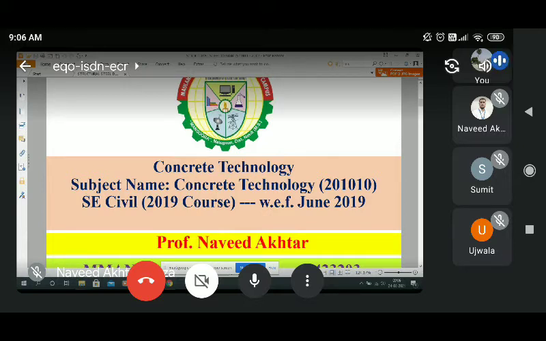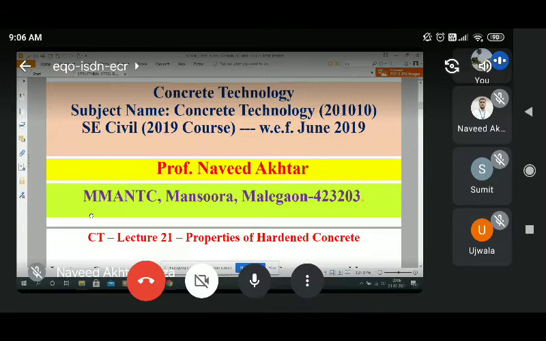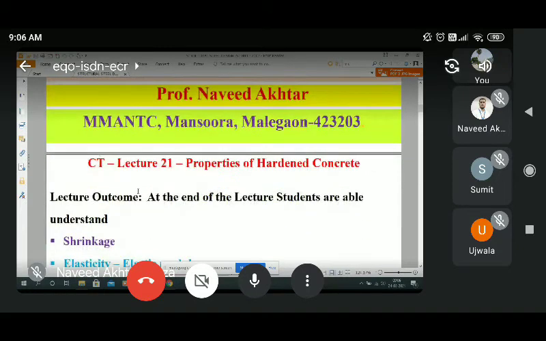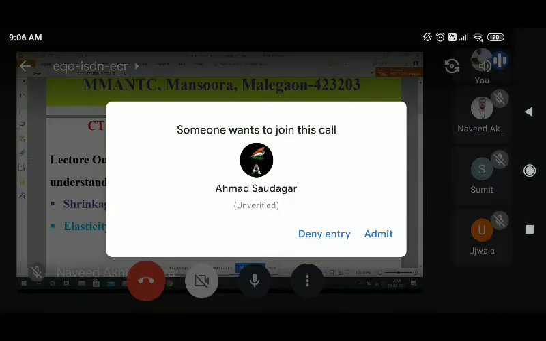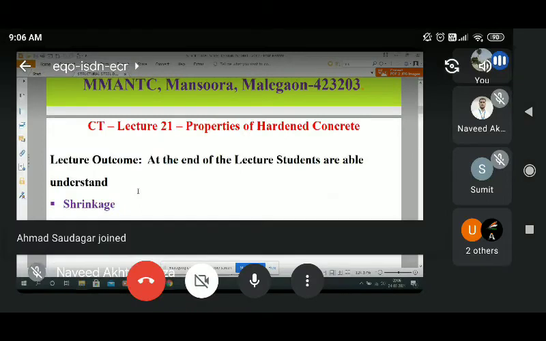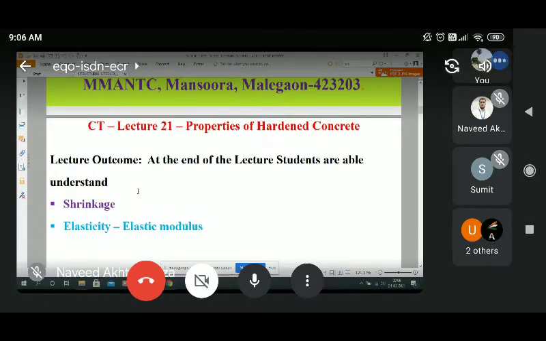Today we will see in concrete technology, lecture number 21, properties of hardened concrete. At the end of the lecture, you will be able to understand shrinkage, types of shrinkage and their effect. And also you will learn about the elastic modulus of concrete, which is very necessary for design of reinforced cement concrete.